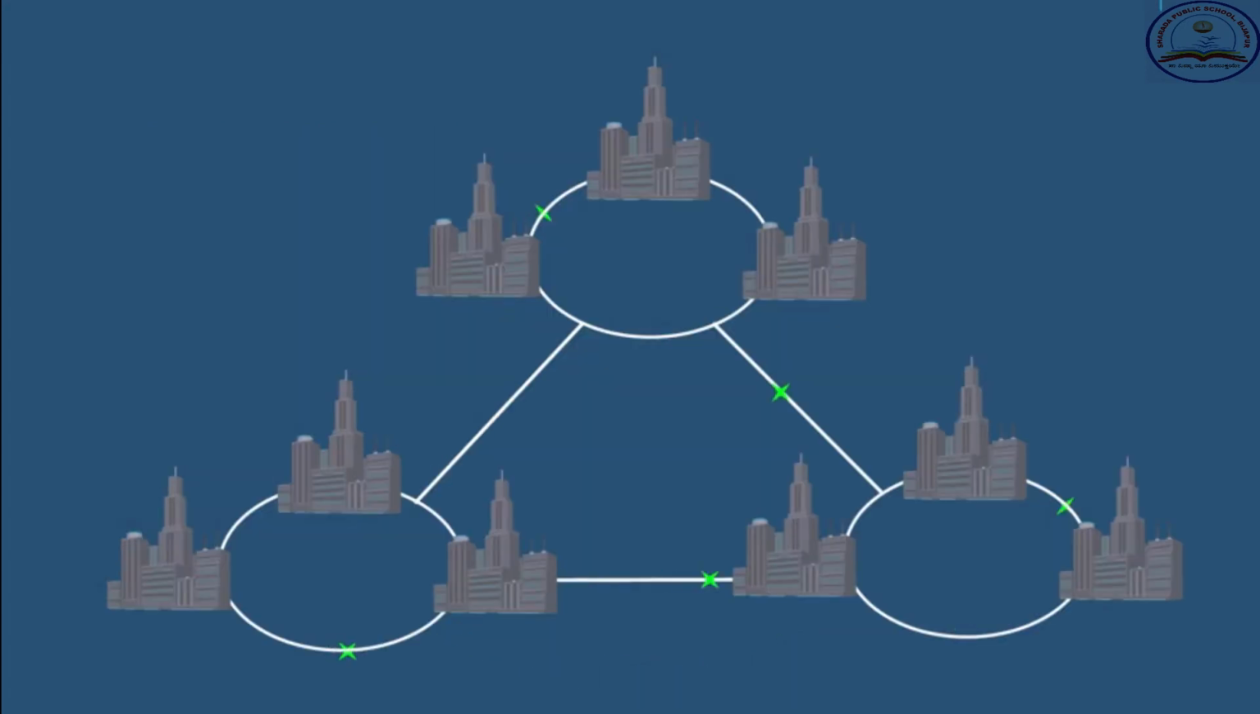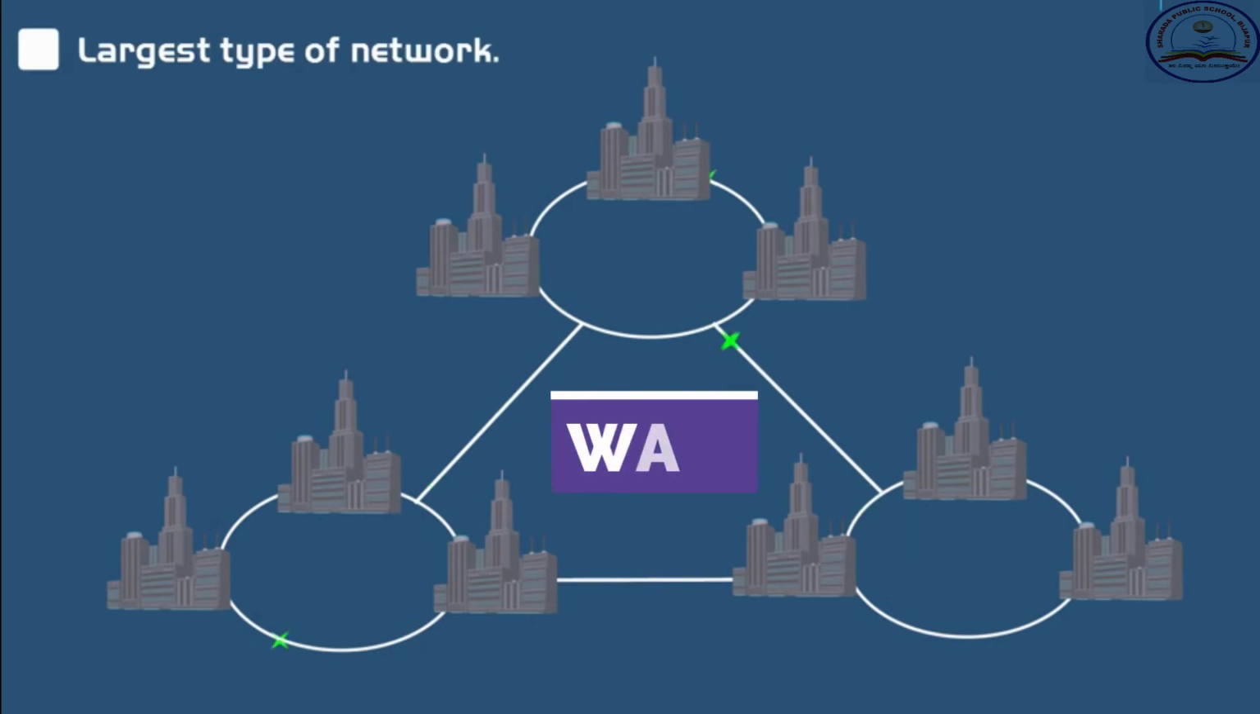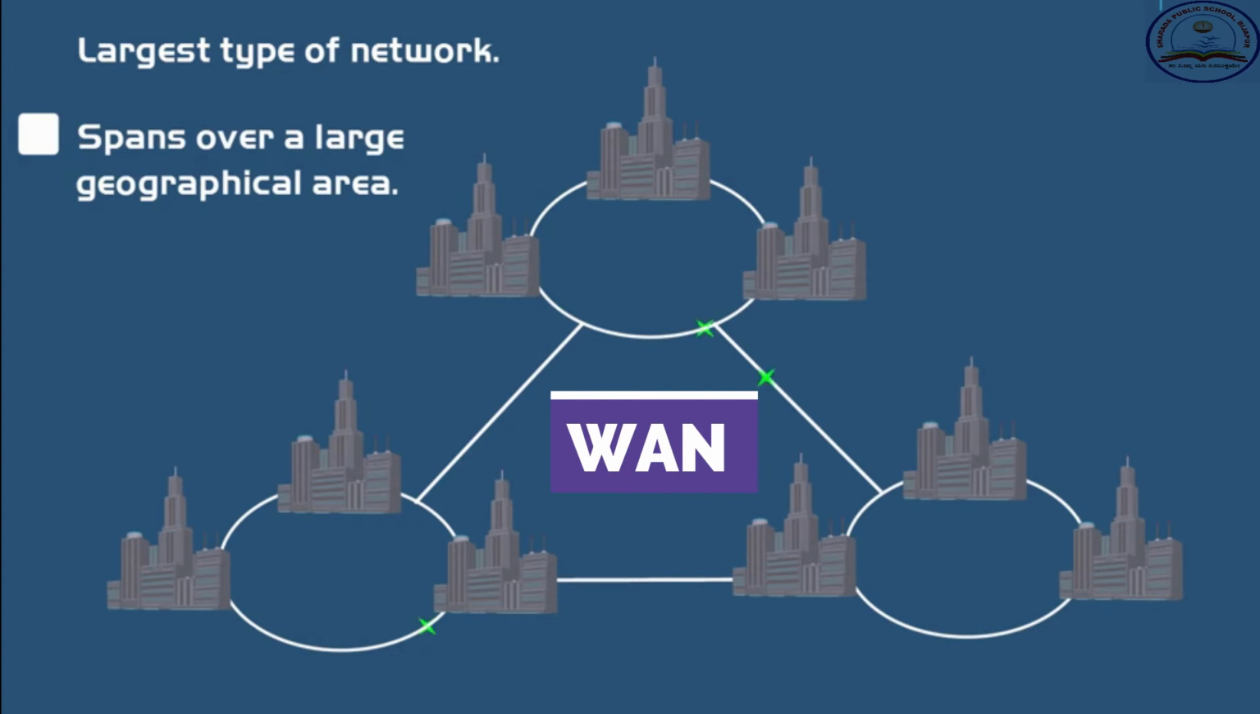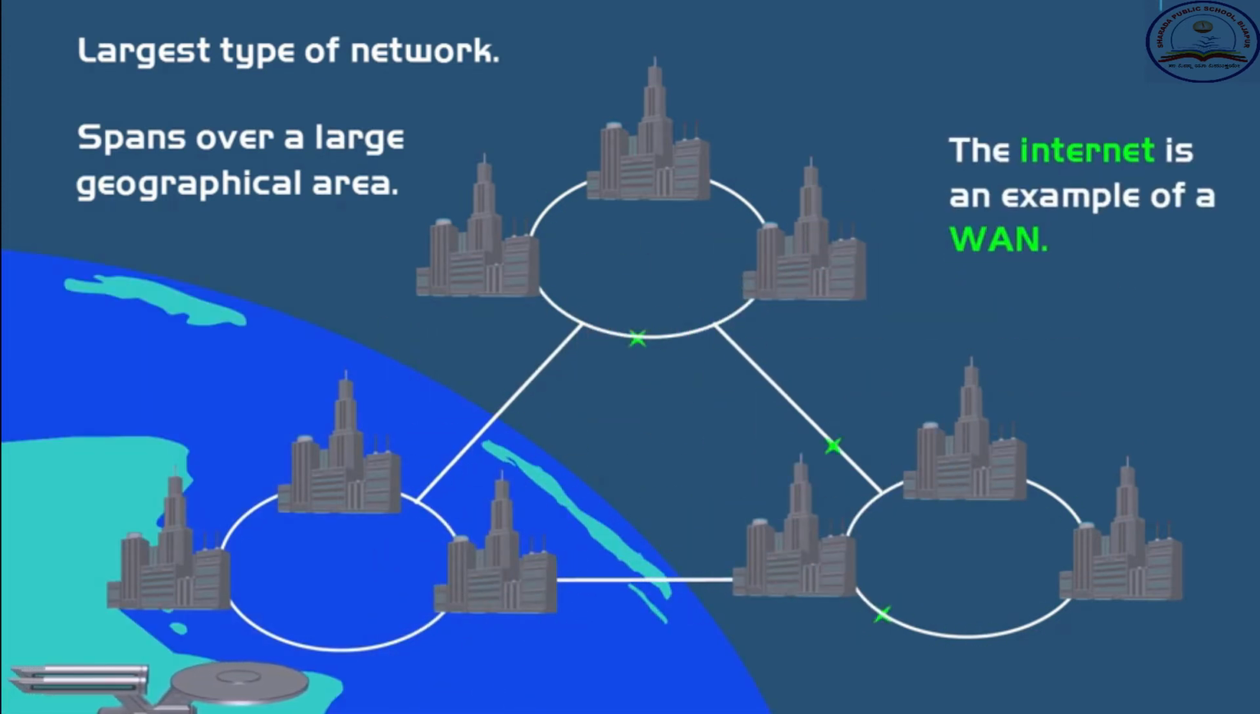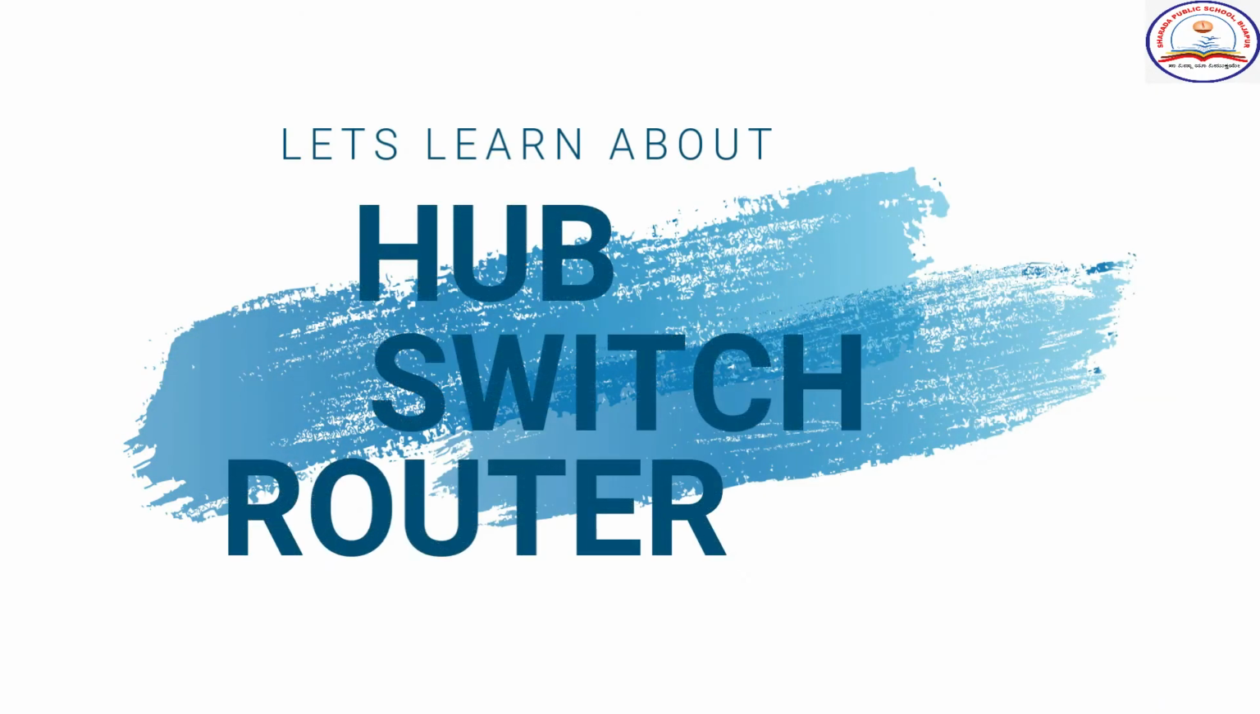So we'll move to the next network, that is wide area network. It is the largest type of network amongst all. So the best example for this WAN is the internet. Yes, it spans over a large geographical area. Okay children, hope you all have understood the types of networks. Let's learn about hub, switch and router.